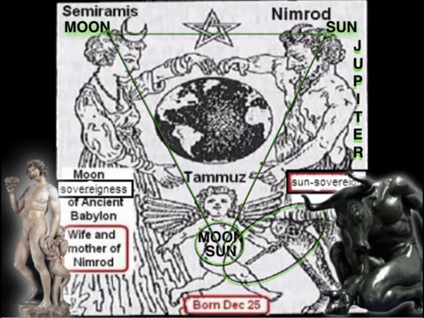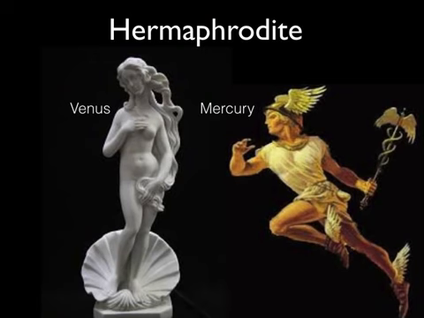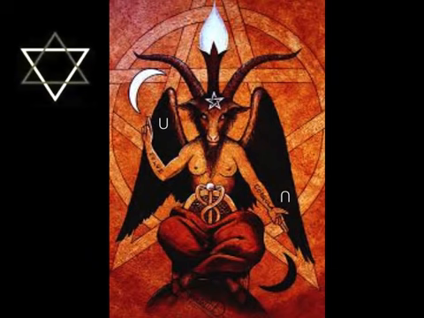Dionysus is the same as Tammuz, as well as many other deities, as Hermes and Aphrodite as hermaphrodite, male and female. That is why the Baphomet is a male and female, with you see the caduceus as the phallus and the breast on the Baphomet with the horns.